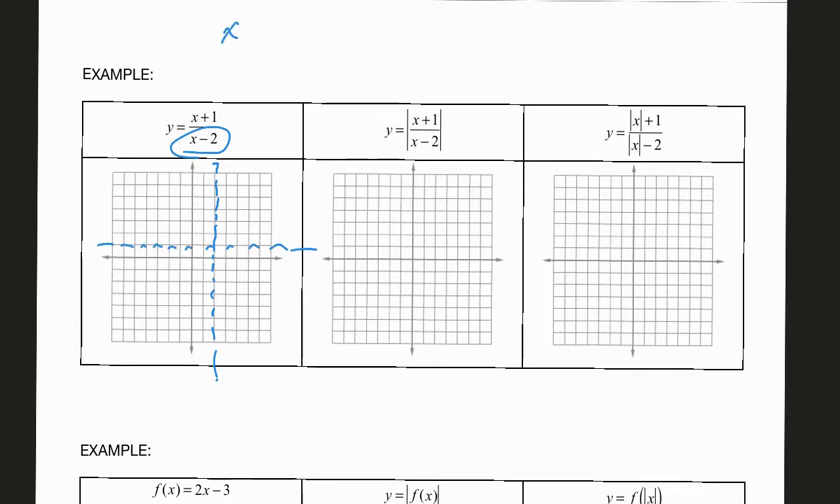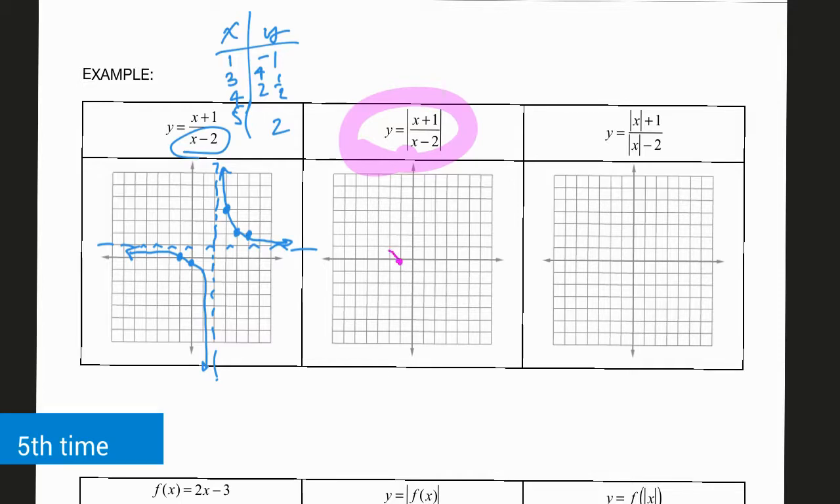And if you make a little XY chart to get at least a couple of ordered pairs, right? Maybe 1 and 3 and 4 and 5. But that's what the original looks like. Okay, so to graph this one here in pink, everything that is above the x-axis remains the same. So if it's on the x-axis, that's fine.